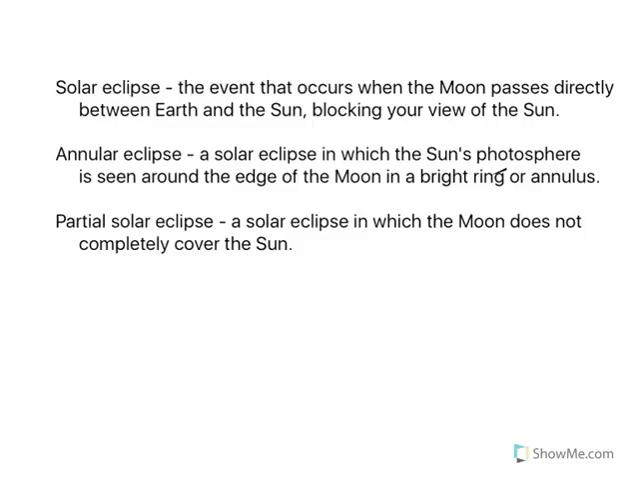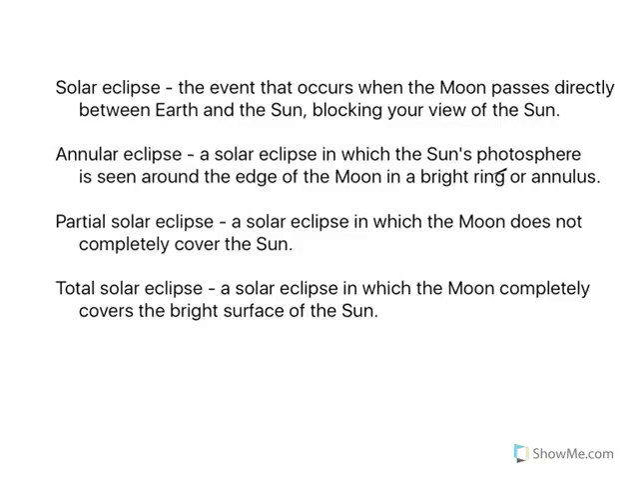Another type of solar eclipse is the partial solar eclipse, which is a solar eclipse in which the moon does not completely cover the sun. It may cover only a portion of it, a large portion of it. So the top may be sticking out, or the left side may be sticking out, or the right side may be sticking out, or the bottom may be sticking out, but a portion is stuck out.